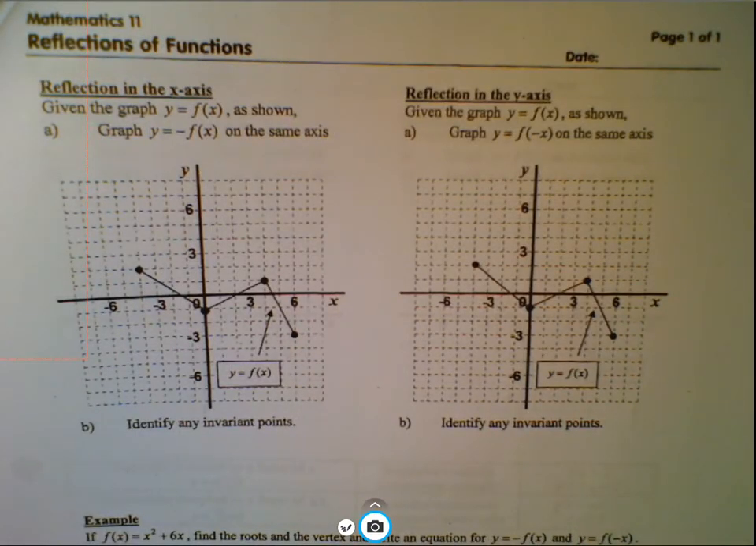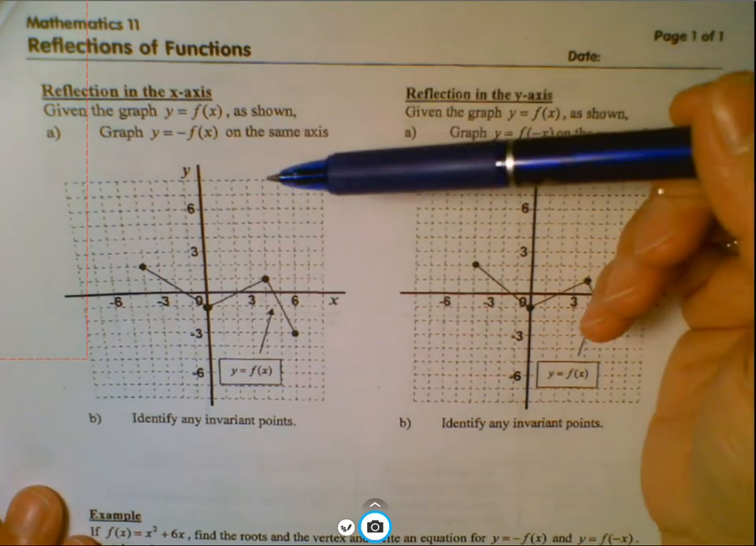This video is called Reflections. Reflections is another kind of transformation. You might remember reflections from last year from working with parabolas. So here we are in the booklet.